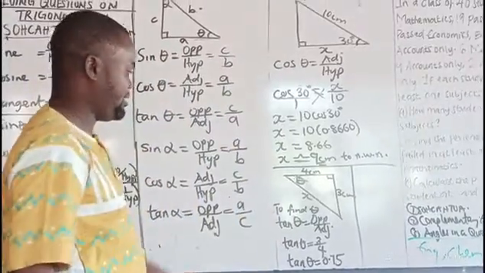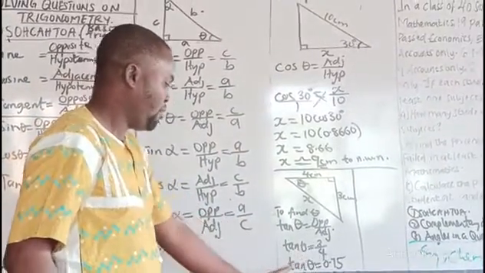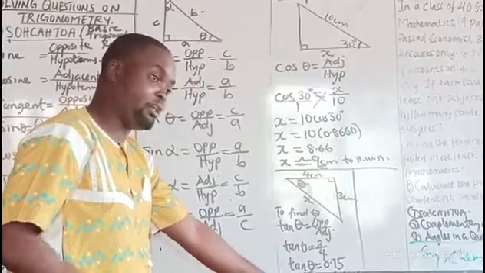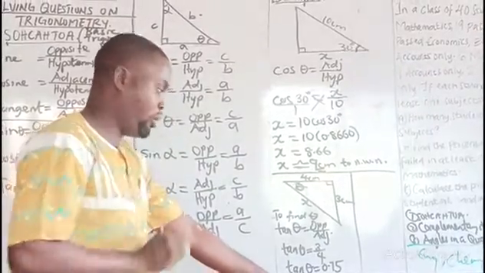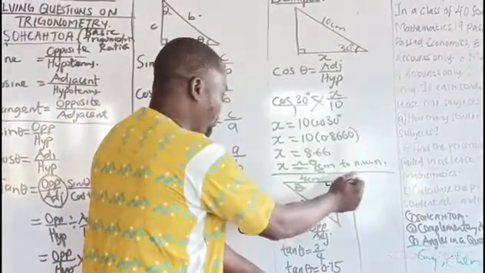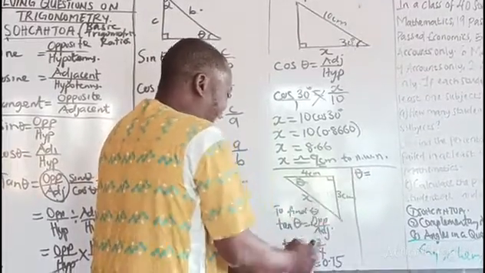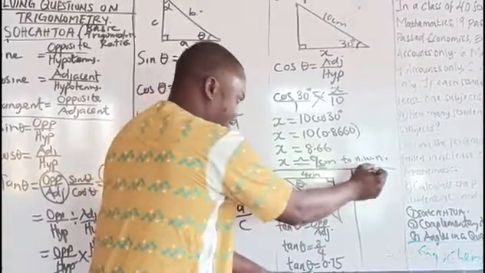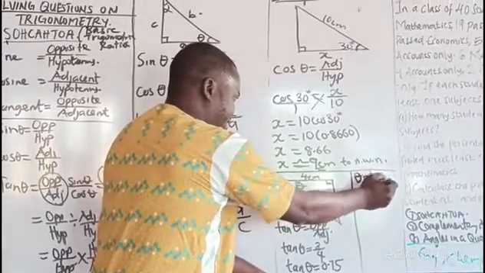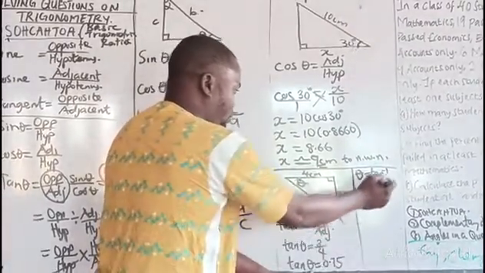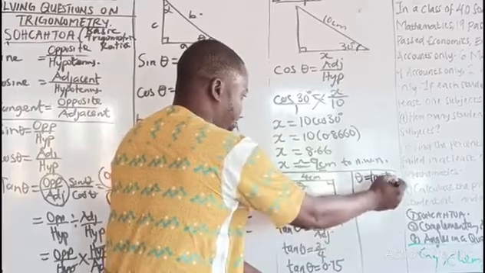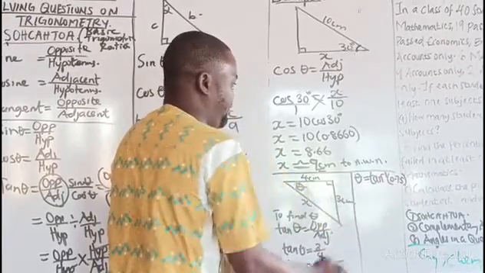Now, look at it. It's 0.75. But we are not looking for tan theta. We are looking for theta. So what do we say? When tan theta equals 0.75, we now say theta will be equal to arctan. You write it like this, tan minus 1, arctan of the number 0.75.